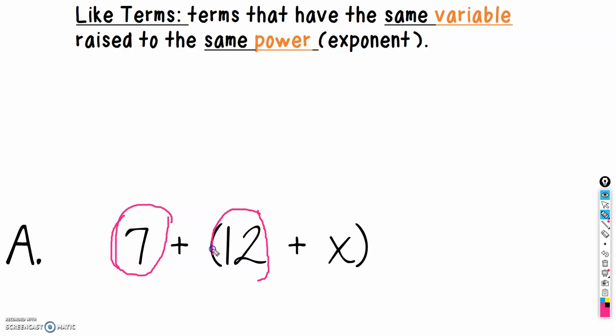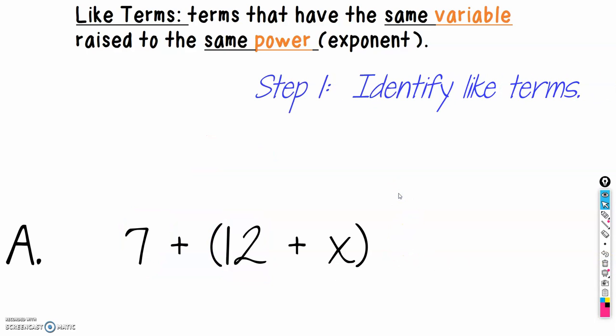I have a 7 and a 12. They're the same because they are both constants. They are both just numbers. They have no variables. When I combine them, I will get 19. And I clearly do not have any other x's. So when I simplify this expression, I have 19 plus x.